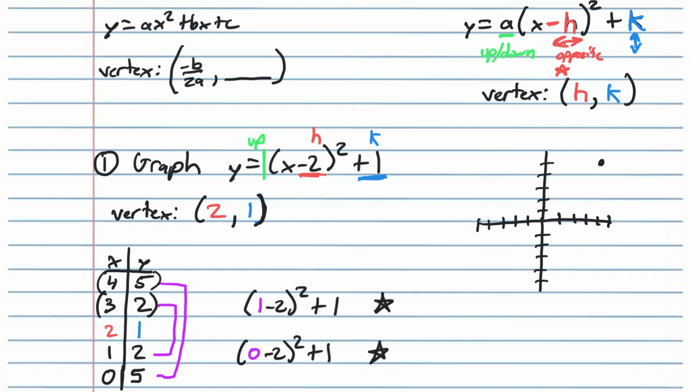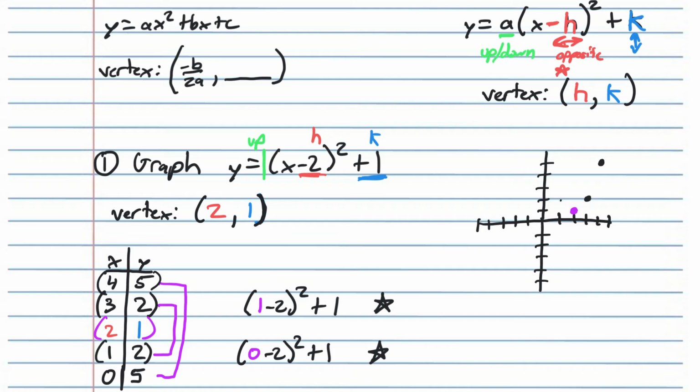3, 2: right 3, up 2. Right there. Okay, the vertex, I'll do that one in purple. 2, 1: right 2, up 1. There's the vertex. And then we know the other ones have to be symmetrical and match, right? So they need to be level with the other one.